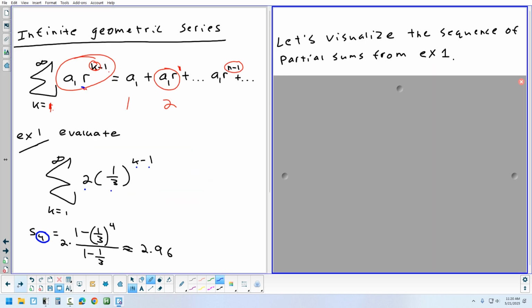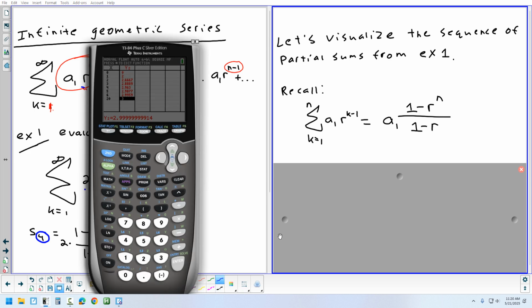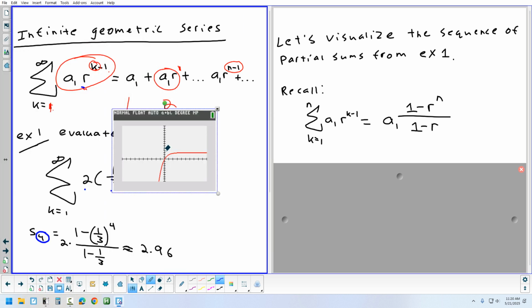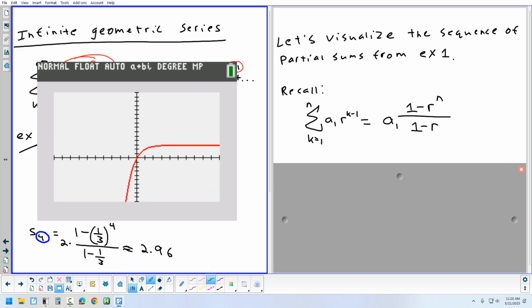All right, so let's visualize what that would look like. So I've already typed it all in. That's what we just went through. Okay, I can hit graph. And the calculator, when you hit graph, it doesn't know, first of all, that you only want to graph numbers from 1 and up. And it doesn't know that it shouldn't be connected. Right? So what this graph should really look like is just a set of dots.